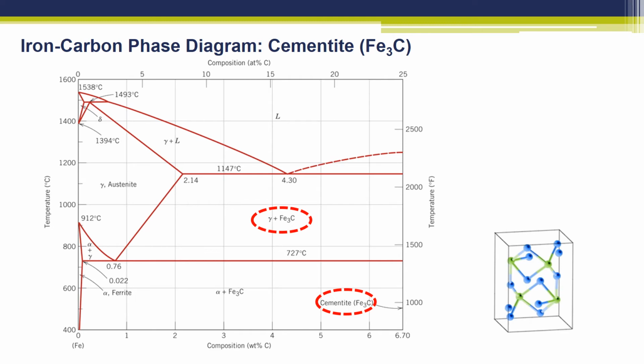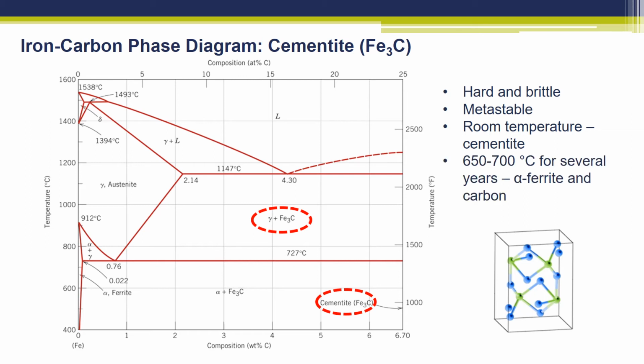Mechanically, cementite is very hard and brittle. Cementite is only metastable, that is, it will remain as a compound indefinitely at room temperature. However, if it is heated to between 650 to 700 degrees Celsius for several years, it will gradually transform into alpha ferrite and carbon.